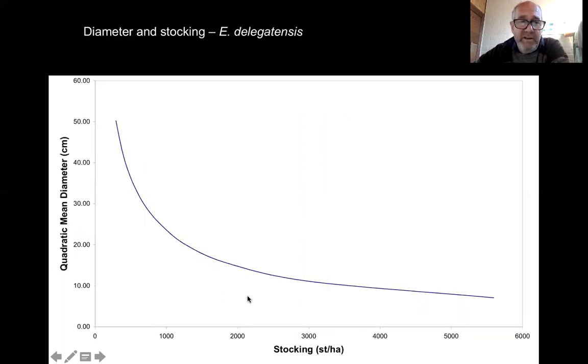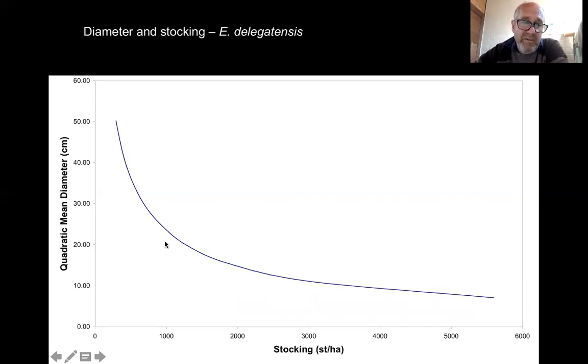Let's take age out of the equation and just look at the diameter of the trees and how many there were. So in this case, we're down here at the young trees, less than 10 centimeters in diameter, 5,500. This is what, 10 years old. And then what we've got here is the stocking rate drops very quickly.